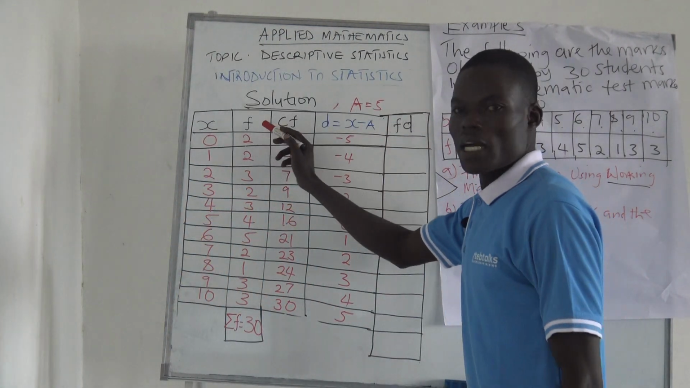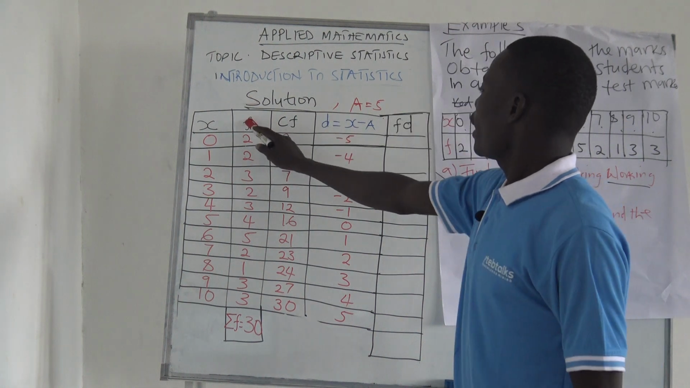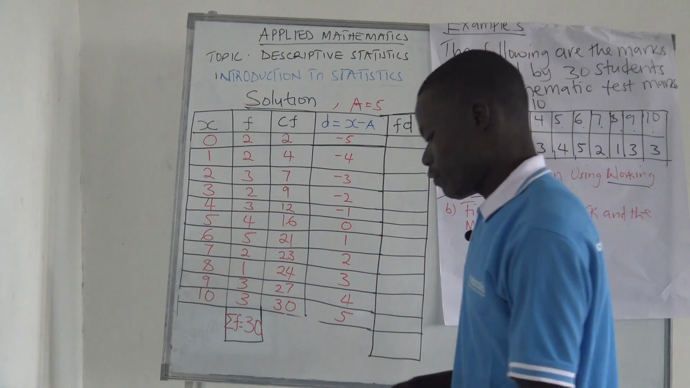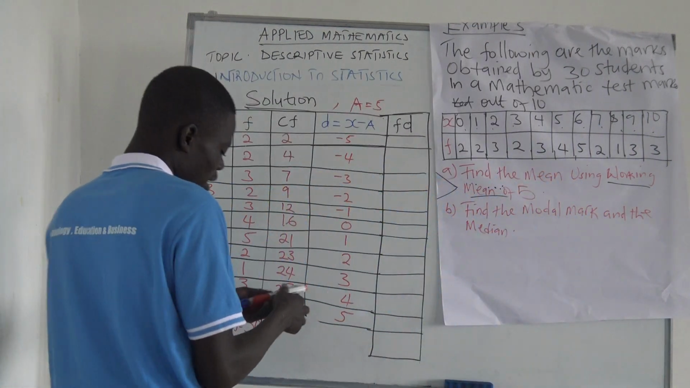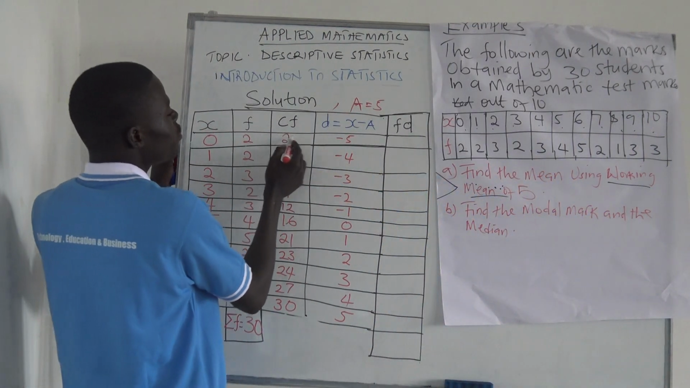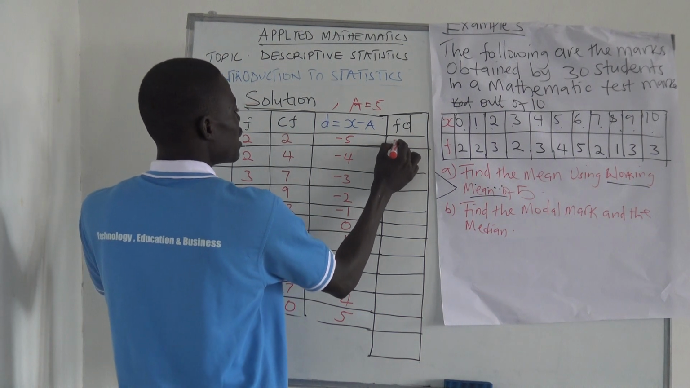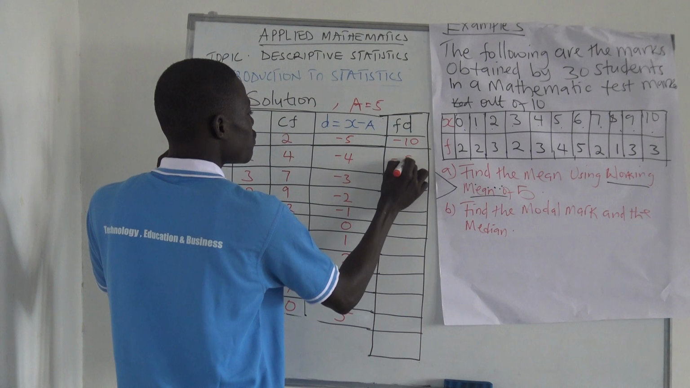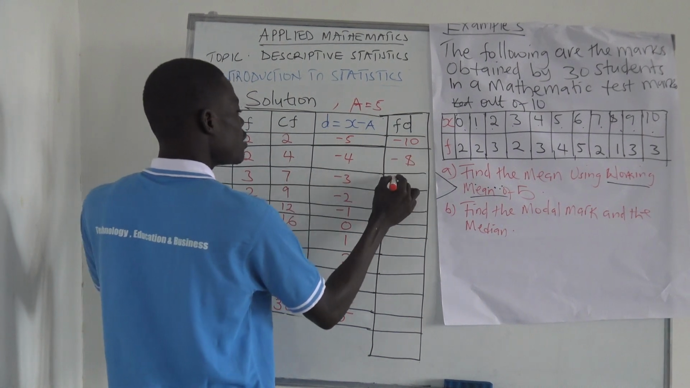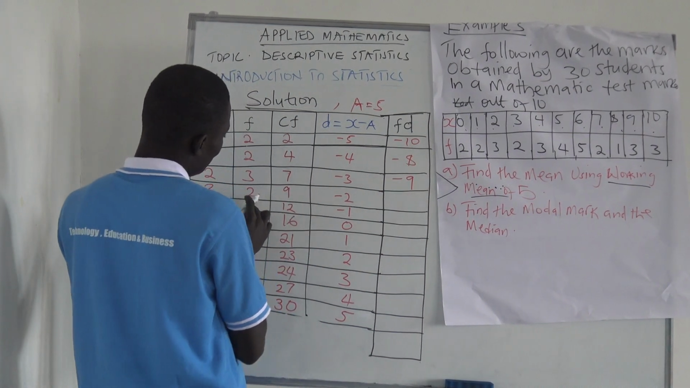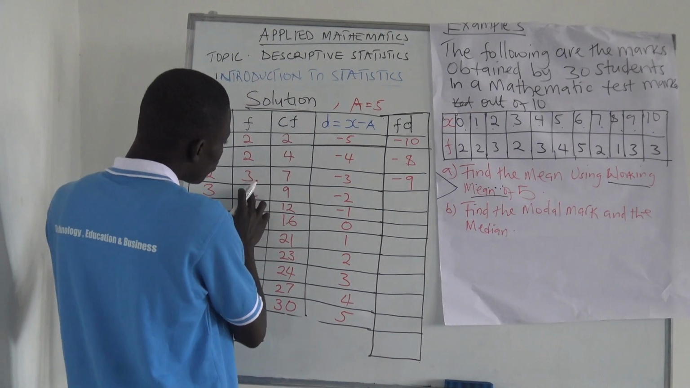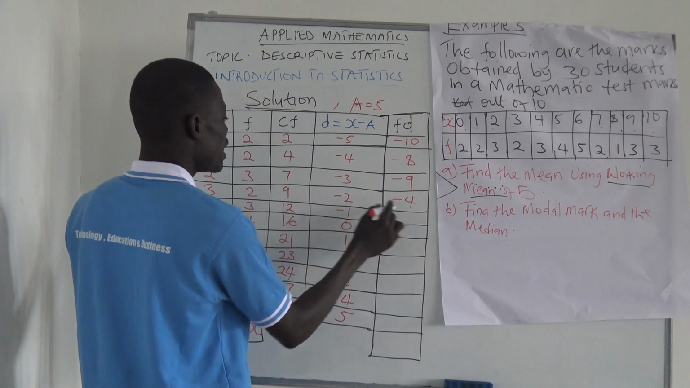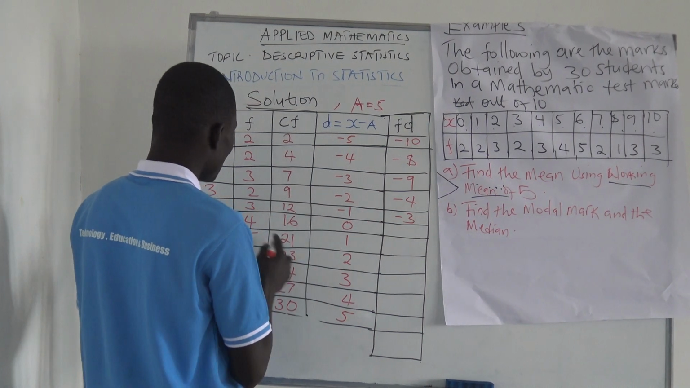FD, we said we shall multiply F times D. We have D, we have F, so we multiply and see what we are going to get. 2 times negative 5, we get negative 10. 2 times negative 4, we get negative 8. 3 times negative 3, we get negative 9. 2 times negative 2, we get negative 4. 3 times negative 1, we get negative 3.